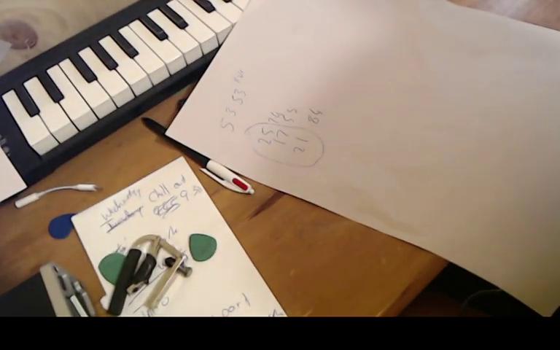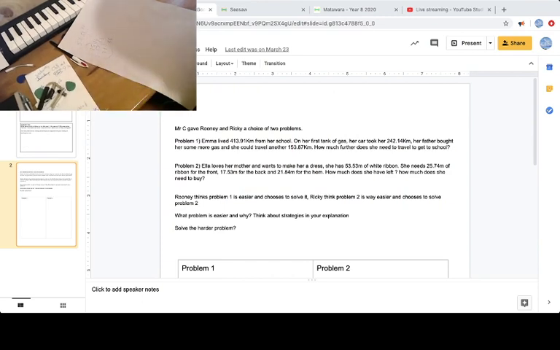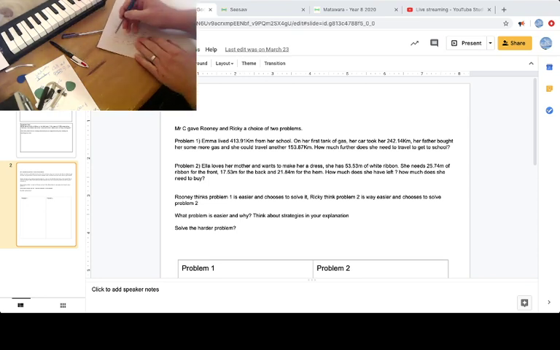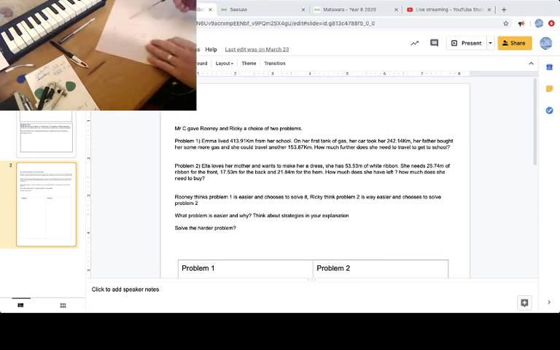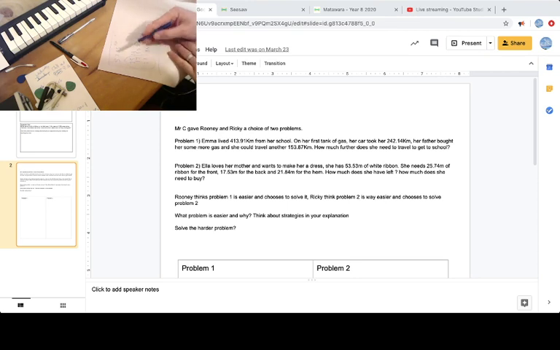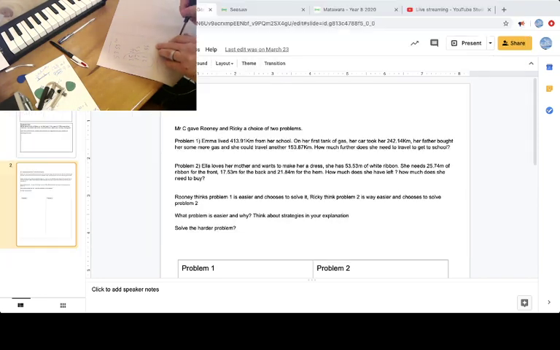The final problem, trying to decide which one's easier, but I've already kind of told you my opinion. Ella loves her mother. She loves her mother and she wants to make her dress. She has 53.53 meters of white ribbon. She needs 25 for the front, 17 for the back. She needs 21 for the hem, which is around the edges, I think, but I don't really know.